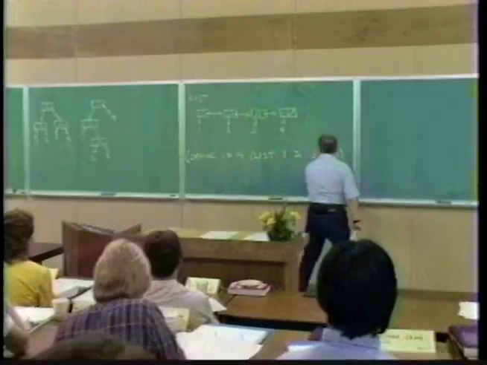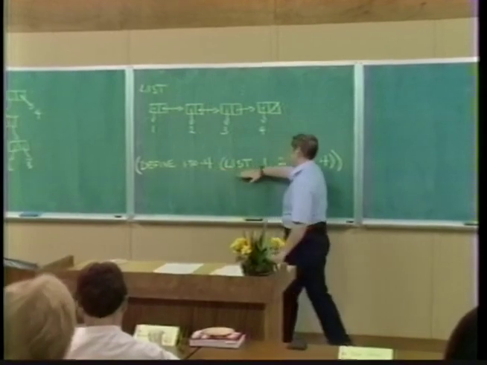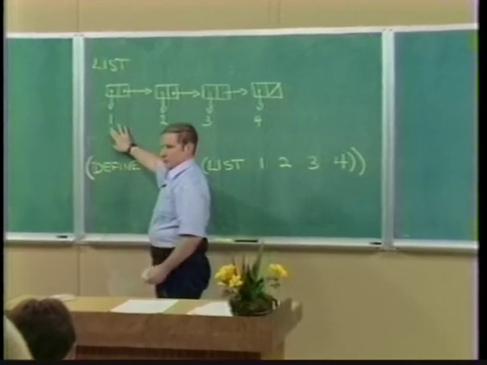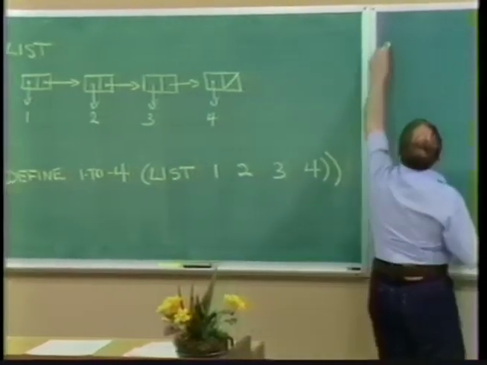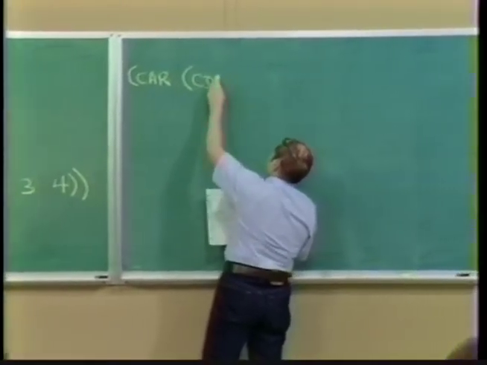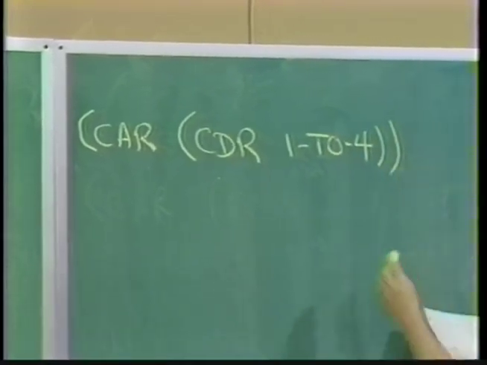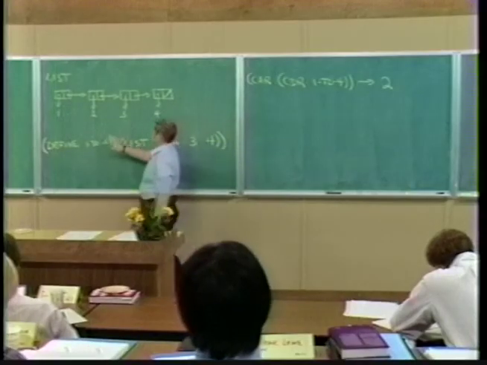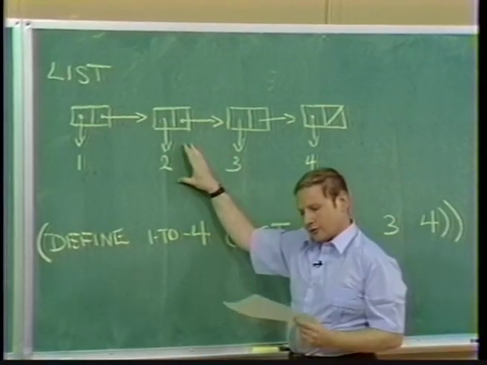Okay, well, notice some of the consequences of using this convention. First of all, if I have this list, 1, 2, 3, and 4, the car of the whole thing is the first element in the list. Right? How do I get 2? Well, 2 would be the car of the cdr of this thing, 1 to 4. It'd be 2. Right, I take this thing, I take the cdr of it, which is this much, and the car of that is 2.